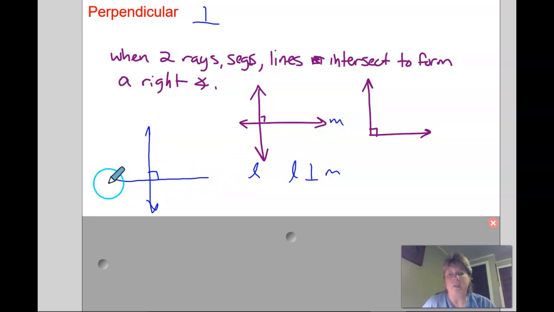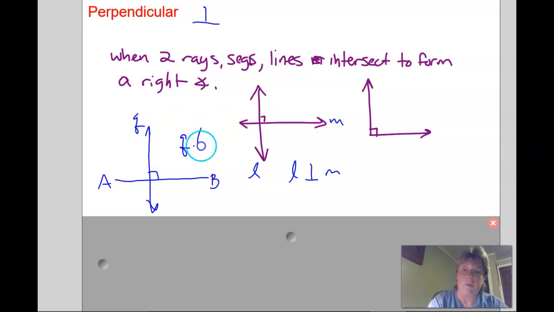But even if it were a segment like down here, so if this were segment AB and this were line Q, we could say that Q is perpendicular to segment AB. But again, just because the symbol happens to be right in the middle does not mean that it's also cutting it in half or bisecting it. So that's important to note as well.